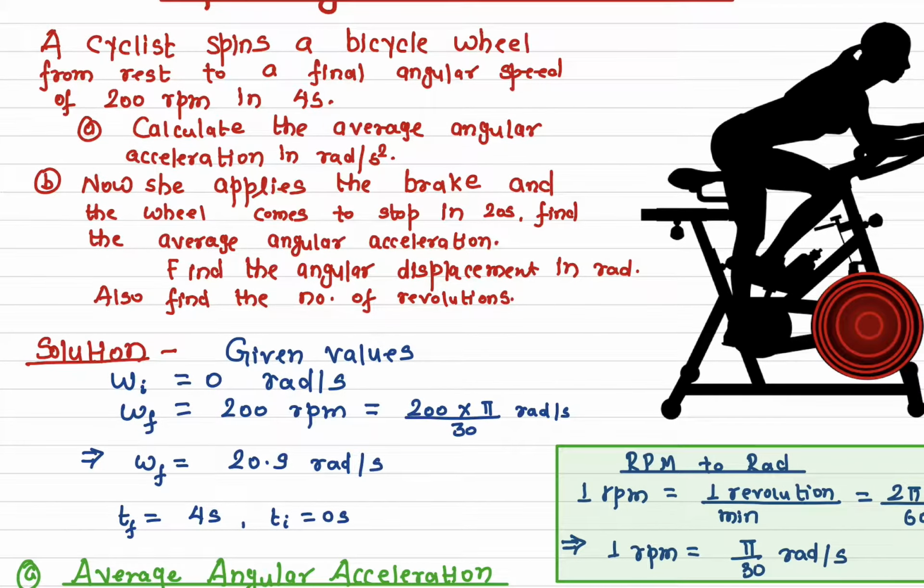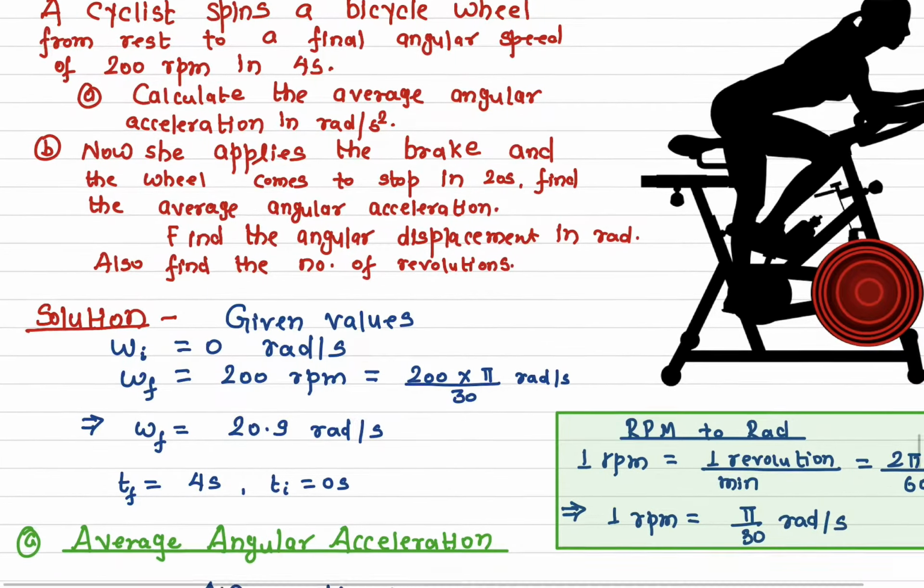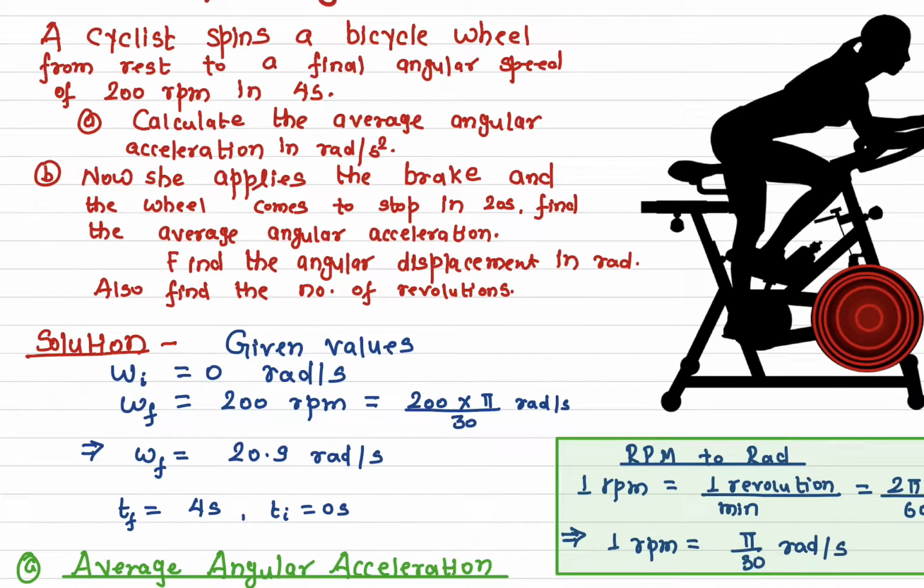First, I'm just talking about the first part here. As the wheel is starting from rest, its initial angular speed is 0. Omega is the angular speed, and i stands for initial, which is 0 radian per second. It does have an angular speed of 200 revolutions per minute in 4 seconds. So the final angular speed, where f stands for final, is 200 revolutions per minute.